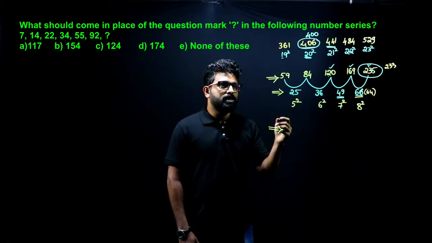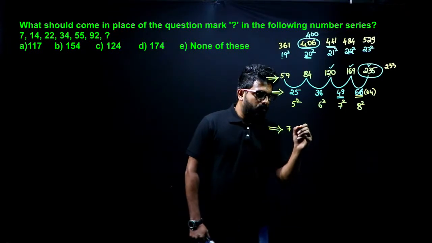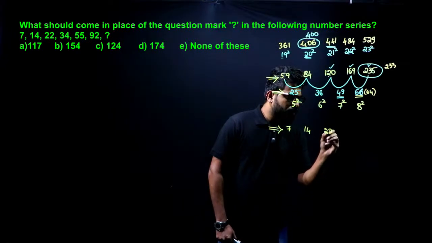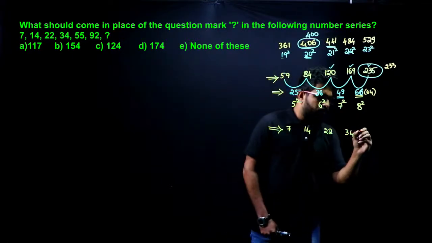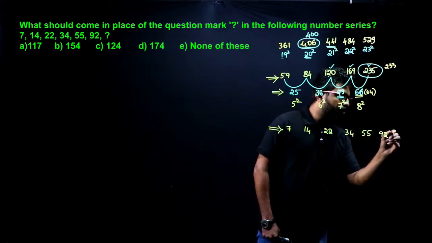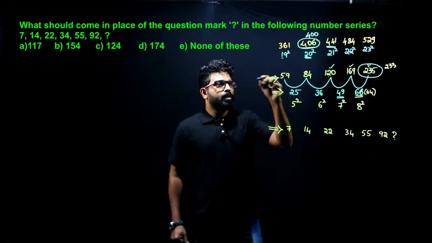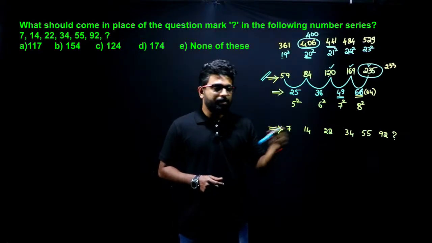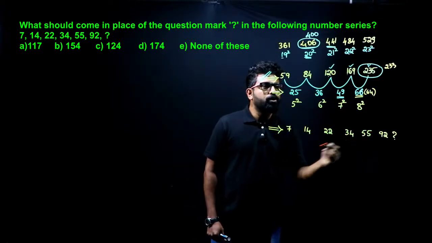Next question. What should come in the place of the question mark in the following number series? The number series goes like this: 7, 14, 22, 34, 55, 92 and a question mark. Till here, all the examples of missing terms are done. Now let us look into our previous year question papers problems. So what are these? 7, 14, 22, 34, 55 and 92.